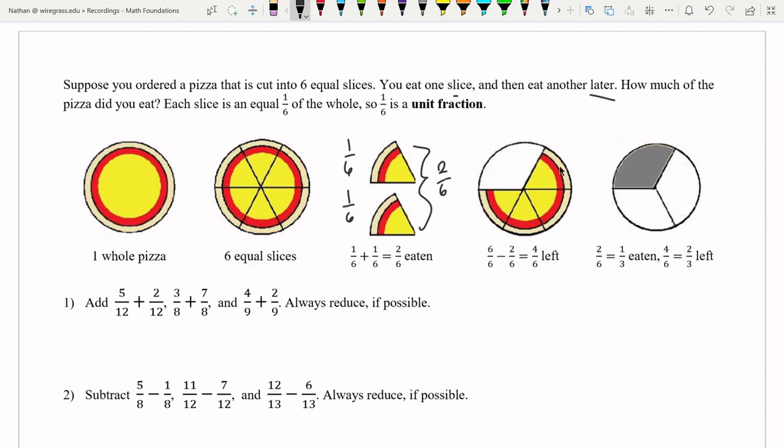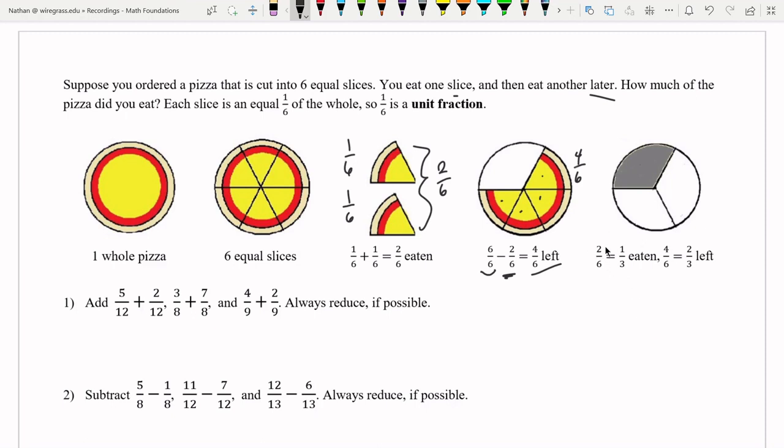Now, if we have 6/6, which is the whole pizza, and we take off those 2/6 that we've eaten, then we're going to have 4/6. 1, 2, 3, 4. 4 out of the 6 remaining. That's 4/6 left.